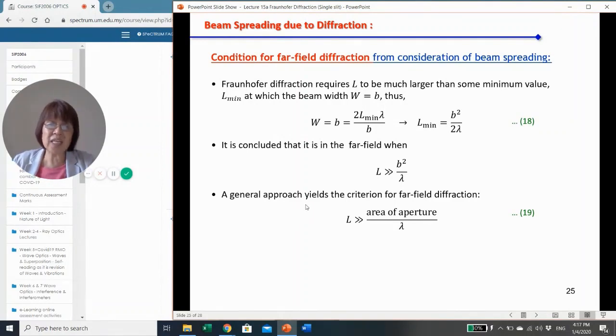So generally, b squared dimension here would be the area of the aperture, right? So in other words, we can substitute that with the area of the aperture. So the general criterion for far field diffraction is that the distance of the screen from the aperture should be much larger than the ratio of the area of the aperture over the wavelength of the illuminating light.